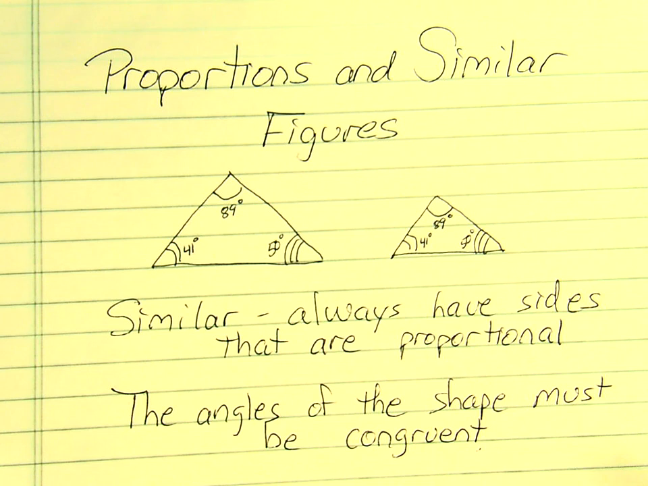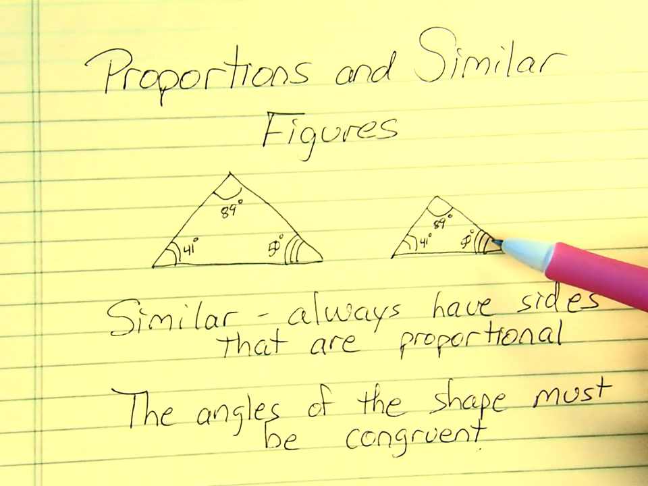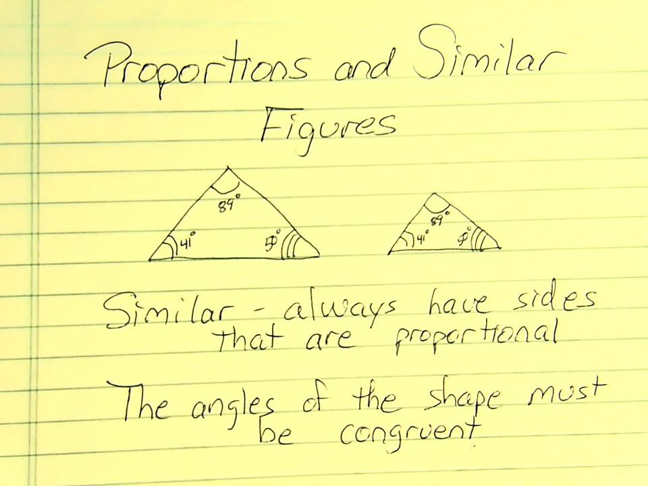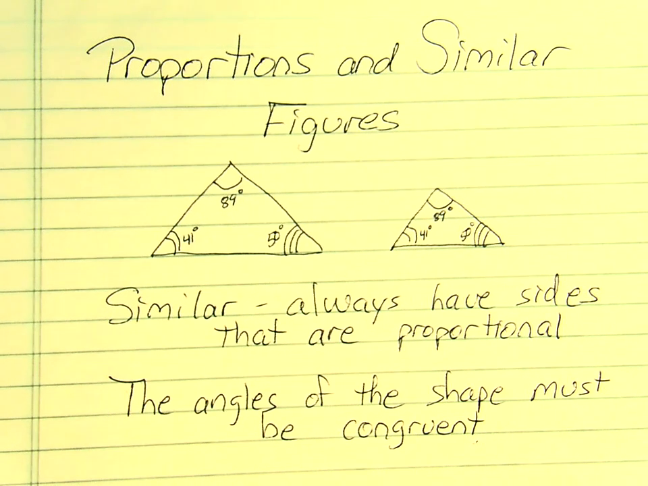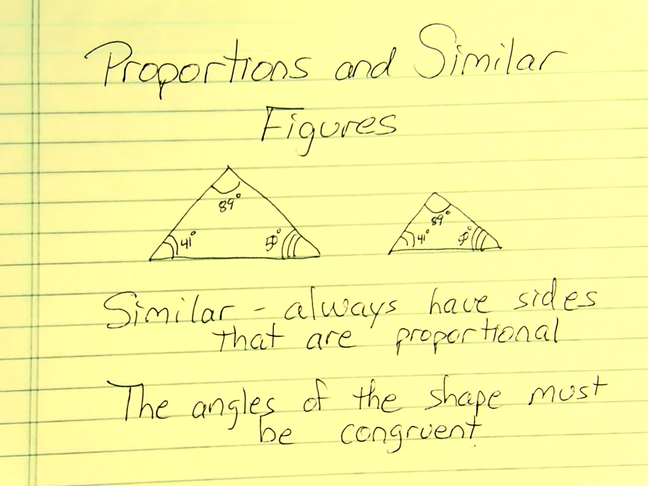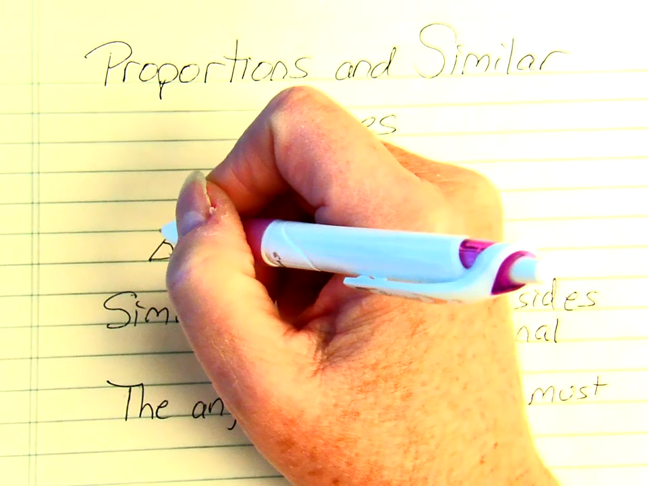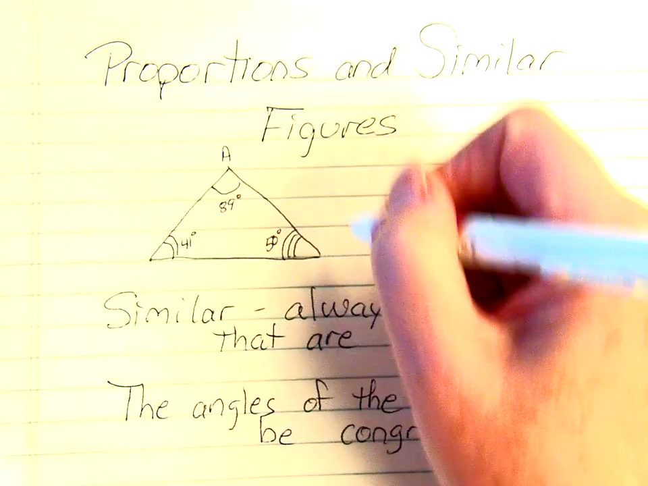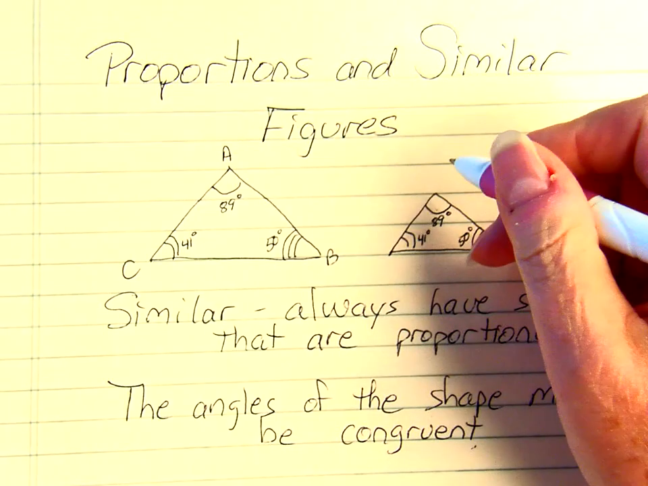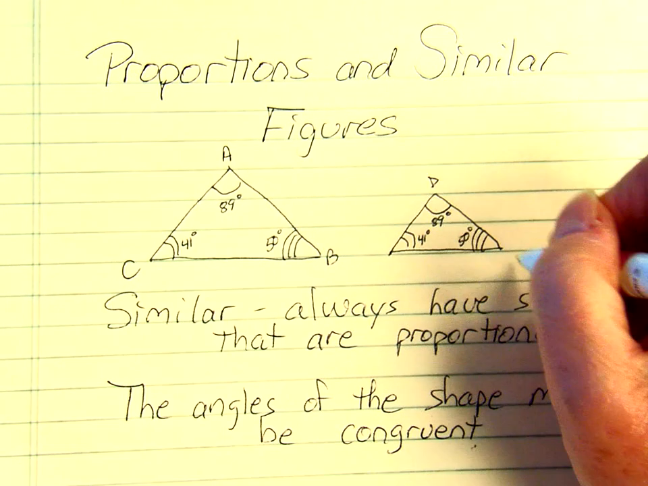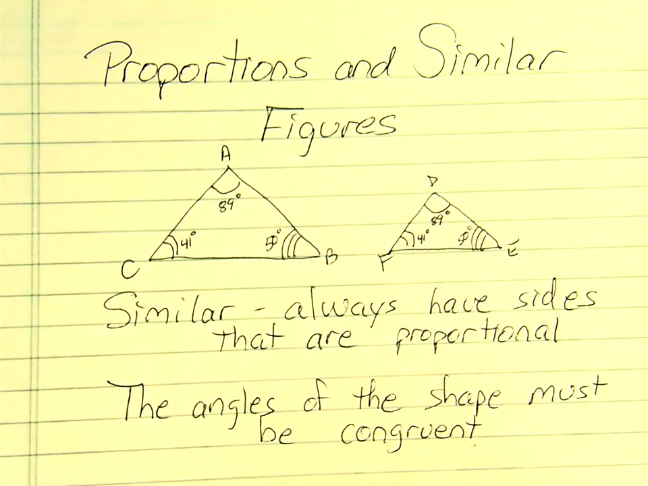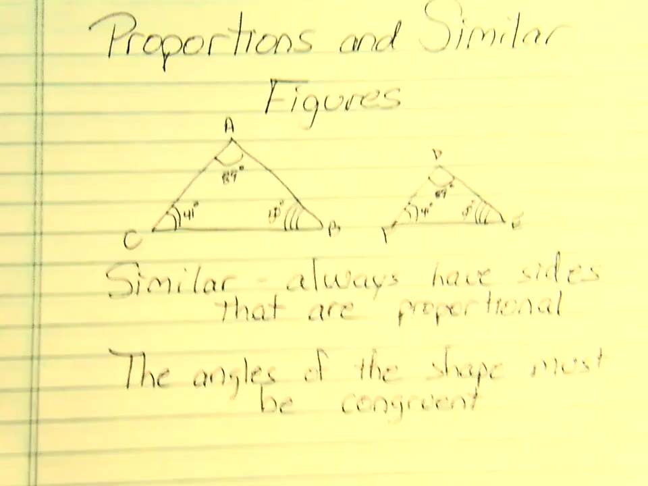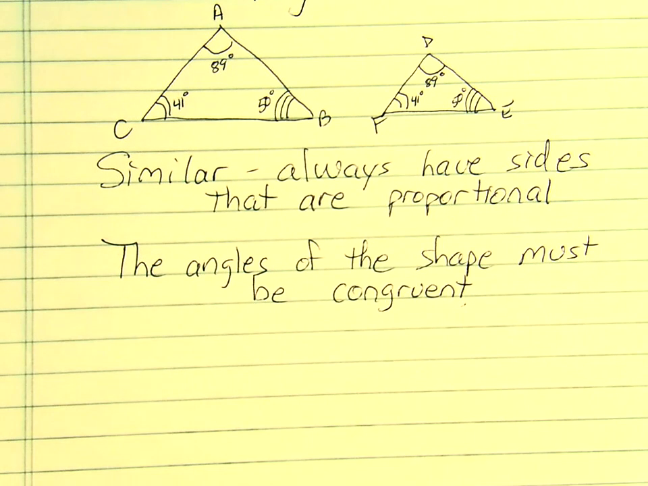And if we remember, the reason why I know this works is that every triangle has a sum of 180 degrees with its angles. So that's what we need to know about similar figures. So let's look at, and let's just use these, we're going to call this A, B, and C, and this is going to be D, E, and F. We'll just keep using our same triangles. It'll make it so much easier.